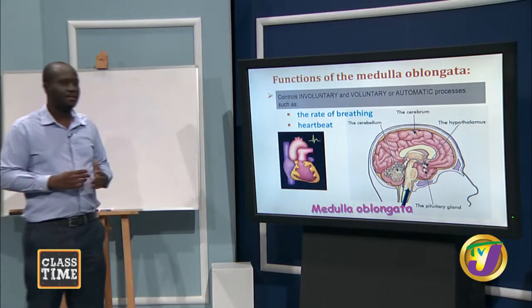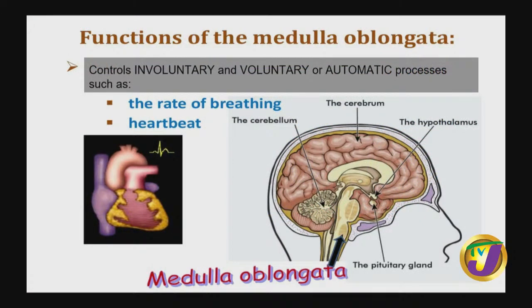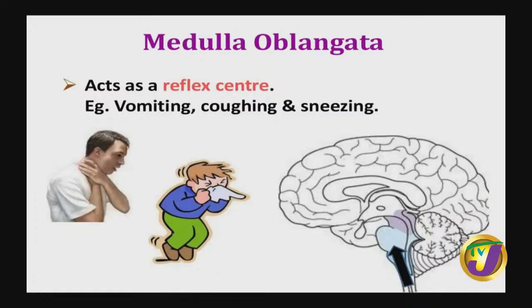And the medulla oblongata is responsible for our involuntary actions. The heart rate, breathing rate, swallowing, all of that is controlled by the medulla oblongata, which is responsible for our involuntary actions, and it is found at the base of the brain. And as I said before, the medulla oblongata is responsible for reflex actions like vomiting, coughing, sneezing, etc. All those are a result of the medulla oblongata.